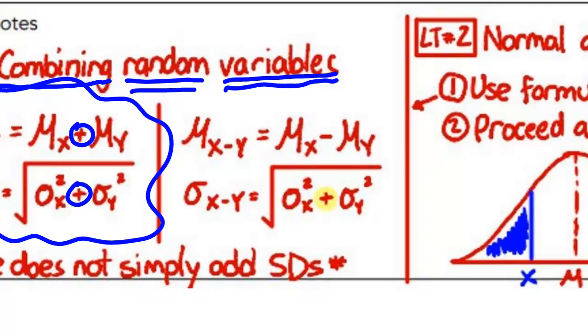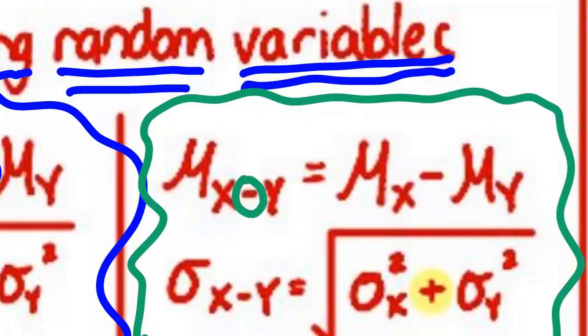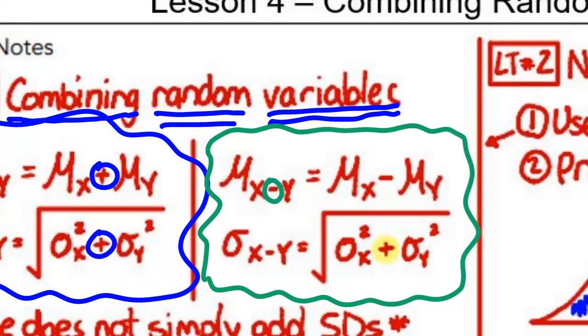We can use a similar pattern when we want to subtract our random variables. Seems to make sense that when we subtract our random variables, we subtract our means. When I add the random variables, I add the means. When I subtract the random variables, I subtract the means.